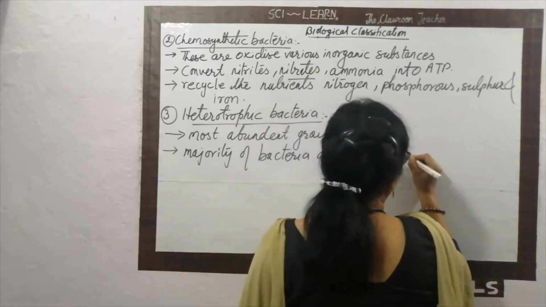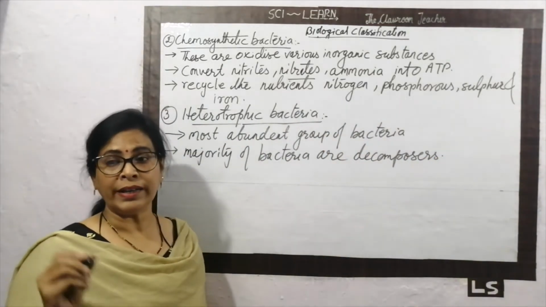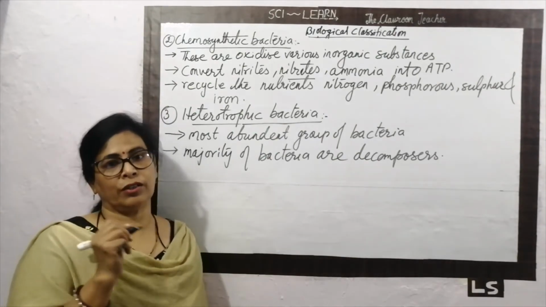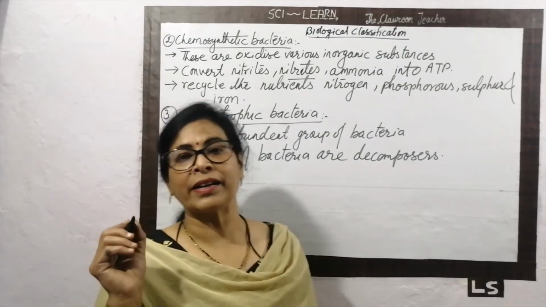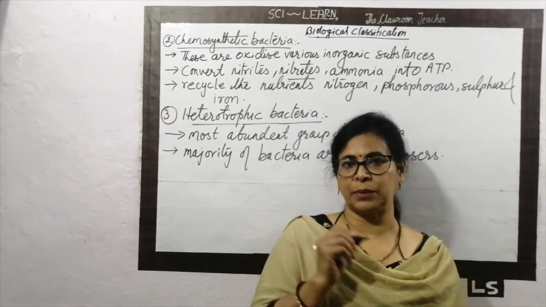What is the meaning of decomposer? Decomposers are the saprophytes who depend on dead and decayed substances for their food. So in this group, the majority of the bacteria are the decomposers. It means they feed on dead or decayed substances.